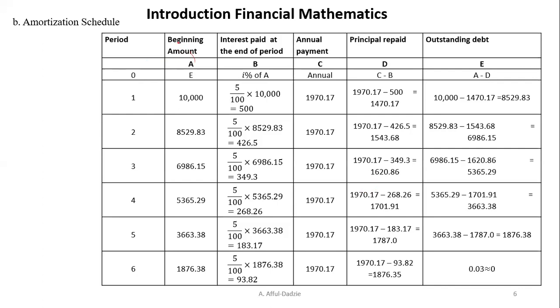Now, there are some columns that we need. So I am going to be deliberately slow on this. There are certain columns that we need, okay, when we are developing our amortization schedule. Okay, so in developing our amortization schedule, the first column is our period.